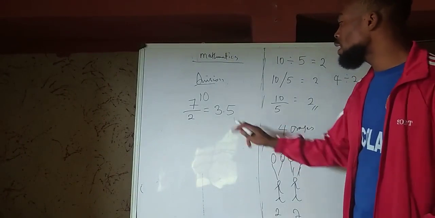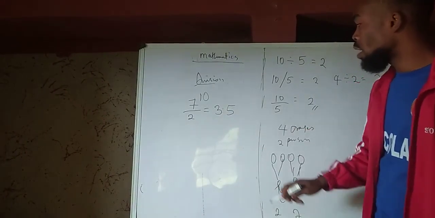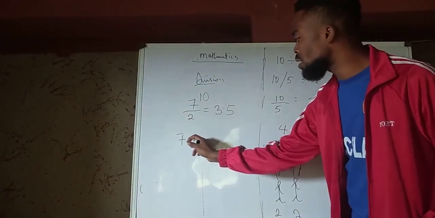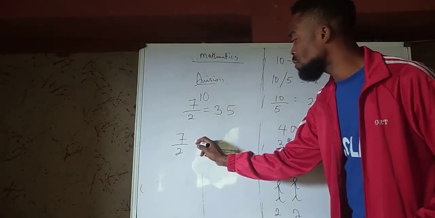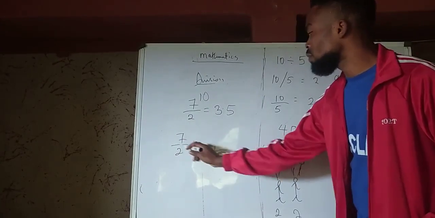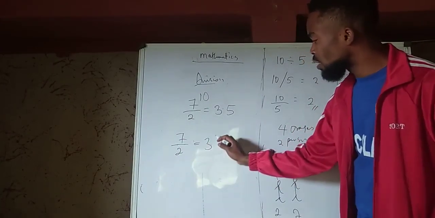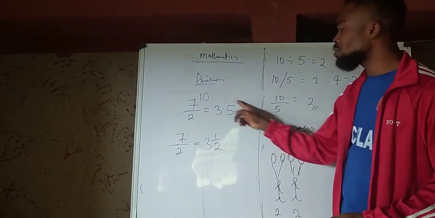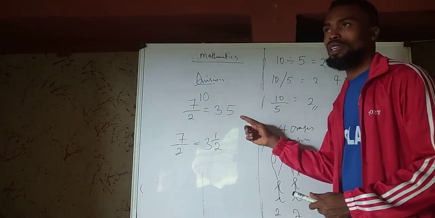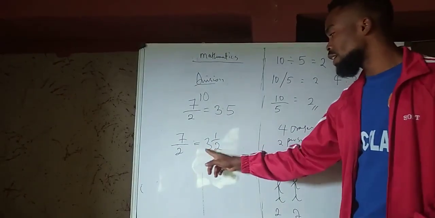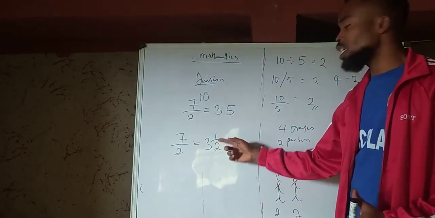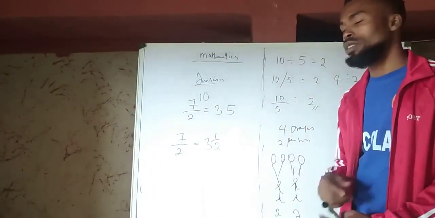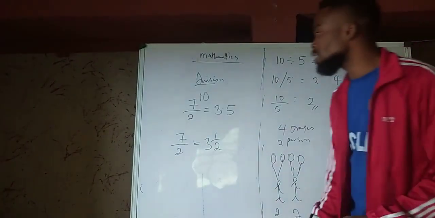You can also write this solution as 7 over 2. The solution can also be written as 3 remaining 1 over 2. So it's either we write the solution like this, 3.5, or we write 3 and a half. 1 over 2 is half. 0.5 is also a half of 1. So that's another thing about division.